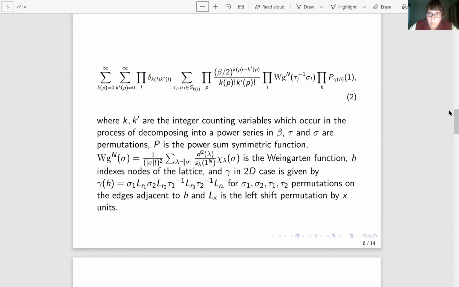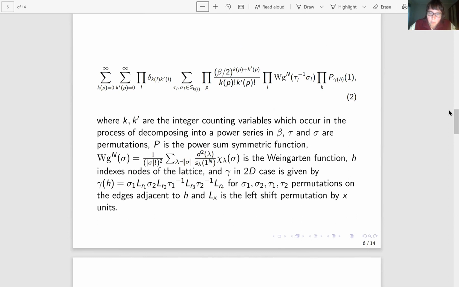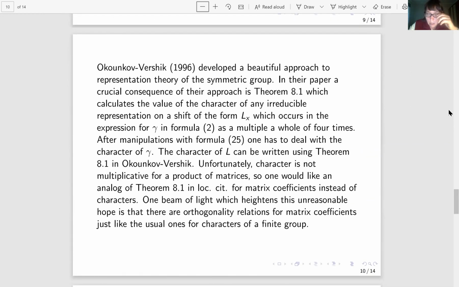So the point was that if you want to simplify this expression, we have to deal with this gamma of h somehow, which consists of these permutations interspersed with left shifts by some number of units. Sorry, I'm going back to this slide. I just put these things in words instead of formulas because I want to say the general idea of what's going on. It didn't come out very well, but the exact formula is not so important here. It's just the shape of this formula.